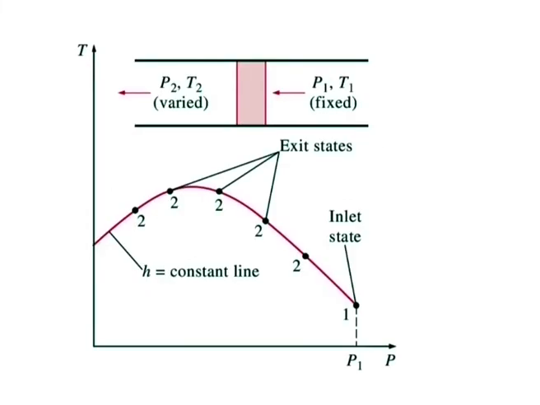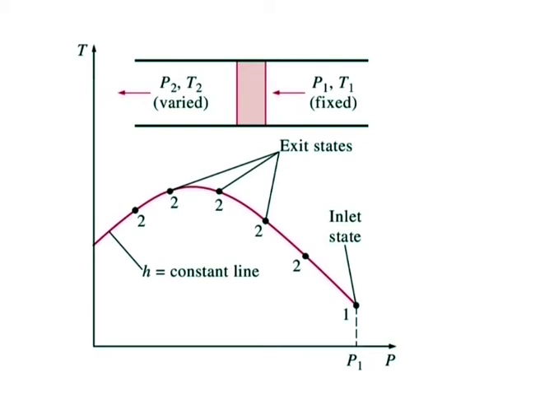A careful look at its defining equation reveals that the Joule-Thomson coefficient represents the slope of H is equal to constant lines on a TP diagram. Such diagrams can be easily constructed from temperature and pressure measurements alone during throttling processes.